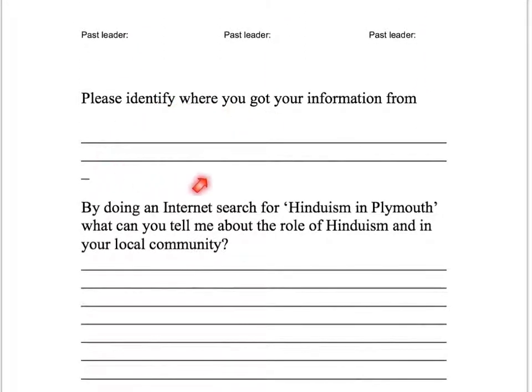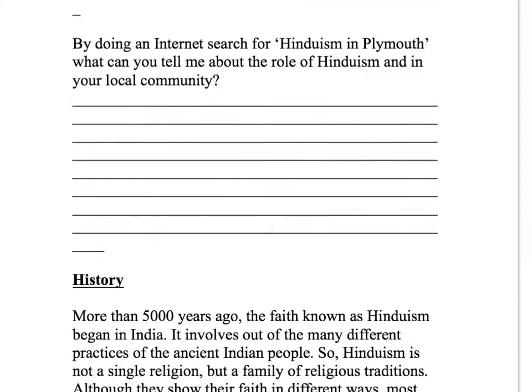And on that point, we have to get into the habit in the humanities of providing information on where our evidence comes from. I'd like this followed up by an internet search. Please type in Hinduism in Plymouth in your search engine, and I'd like the contents of the first page at least to be looked into, and I would like students to interpret these website hits and tell me what they can about the role of Hinduism in our local community.